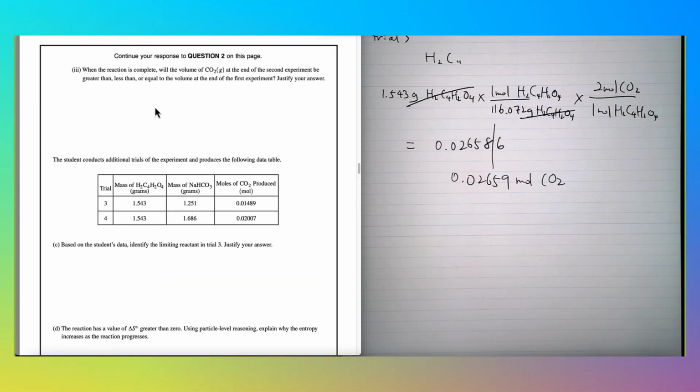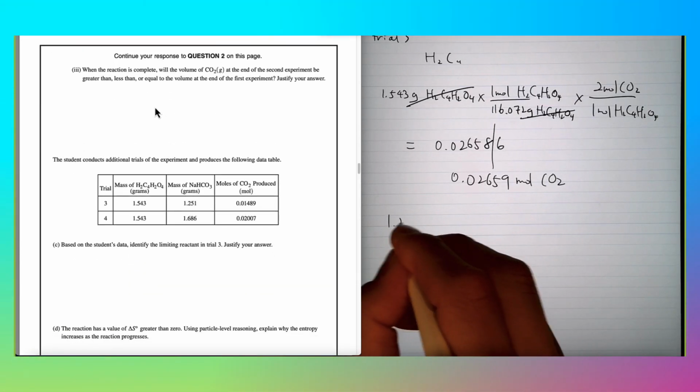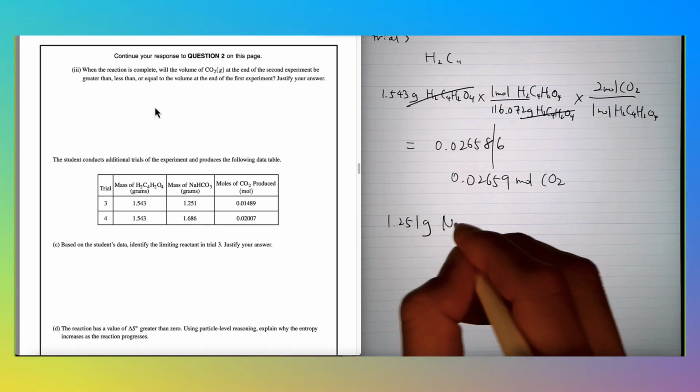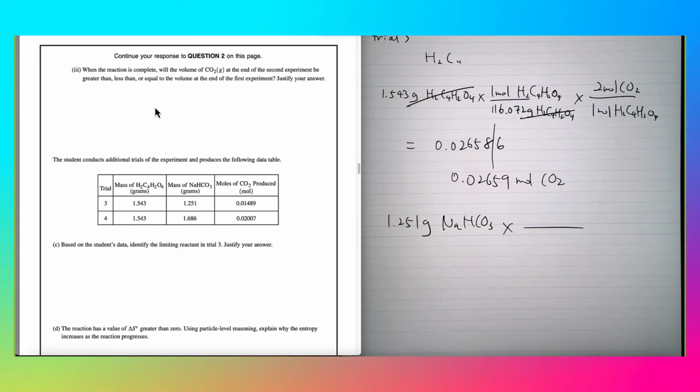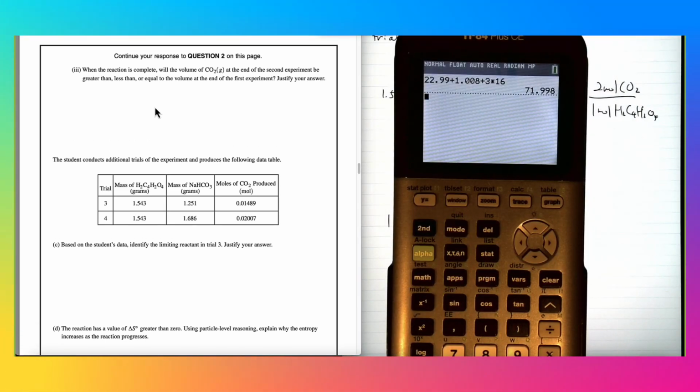So we're given 1.251 grams of sodium bicarbonate. And as usual, we can find out the molar mass: 22.99 plus 1.008 plus 3 oxygen. And when you put that in, you're gonna get roughly 72.